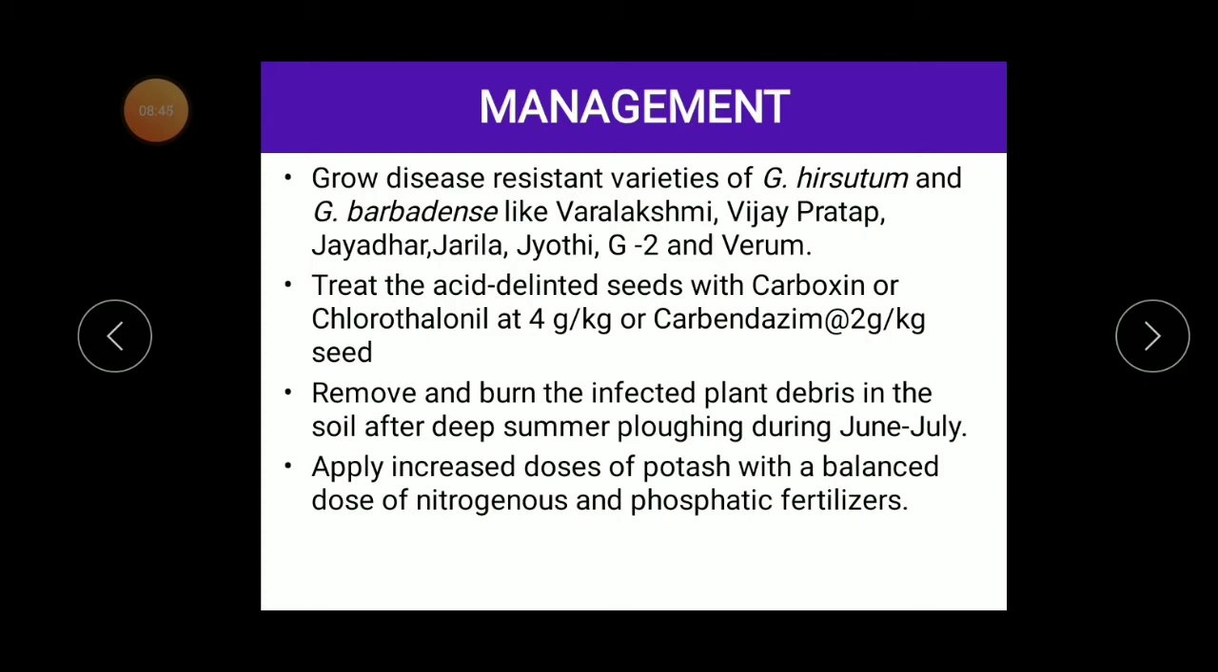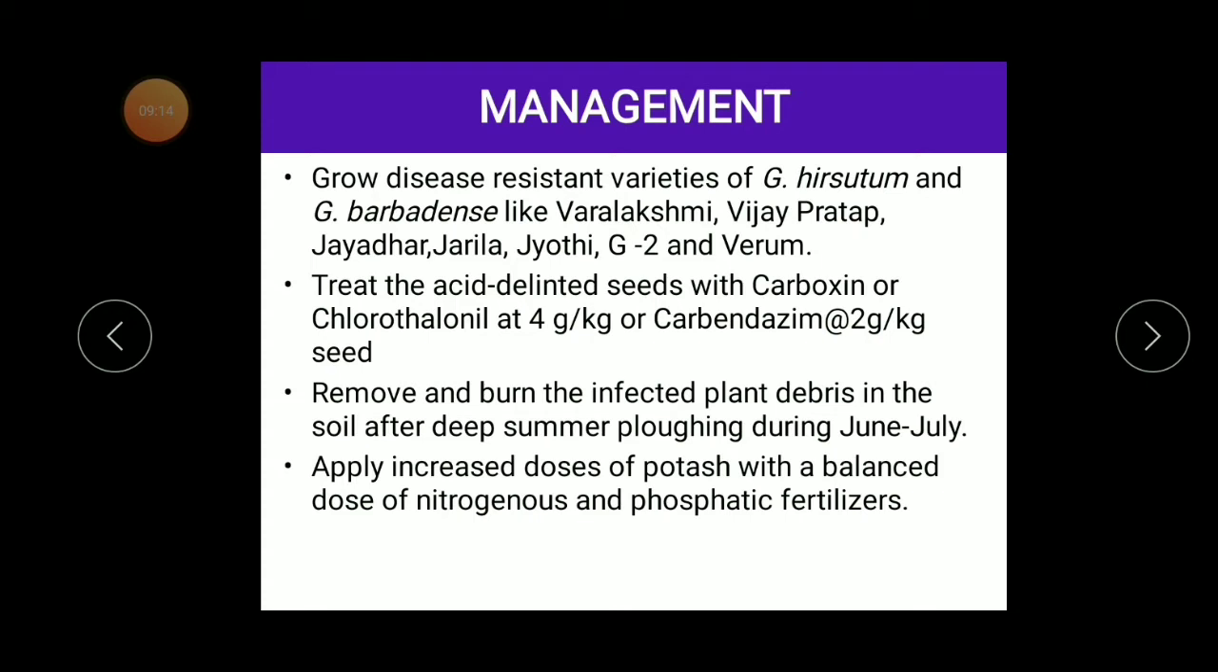Also, this disease is increased because of heavy doses of nitrogen and potash fertilizer. If we balance the dose of nitrogen and phosphatic fertilizer, it will suppress the disease. And also if we increase the doses of potash, this measure also helps to control the disease.